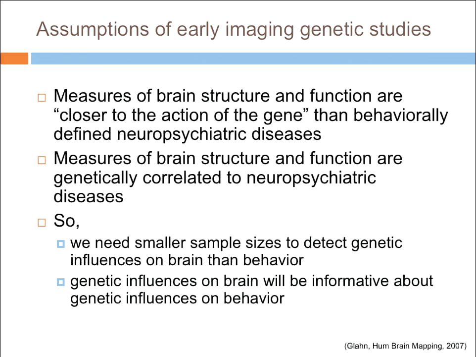But the implications of these assumptions were that we need smaller sample sizes to detect genetic influences on brain than on behavior. And the other implication was that genetic influences on brain will be informative about genetic influences on behavior. We can assess whether these are true, but let's focus on the first one first. We need smaller sample sizes because we assume there are higher effects.